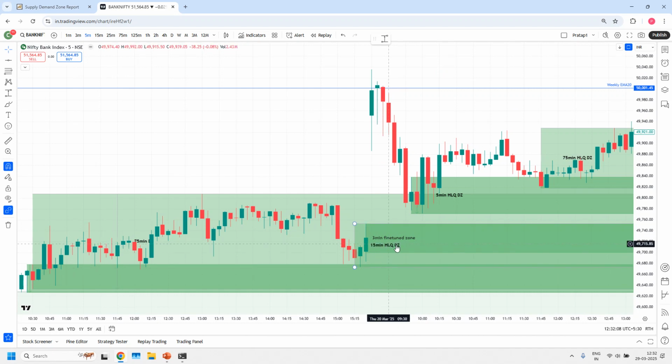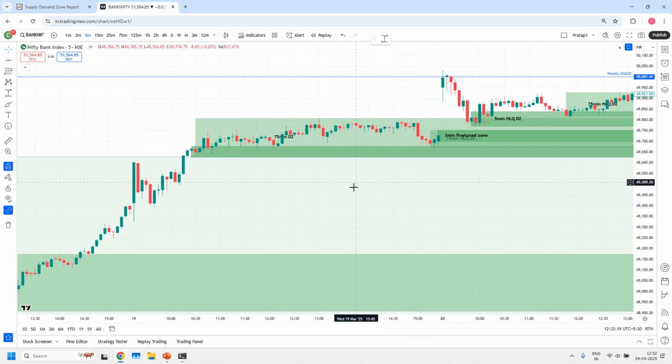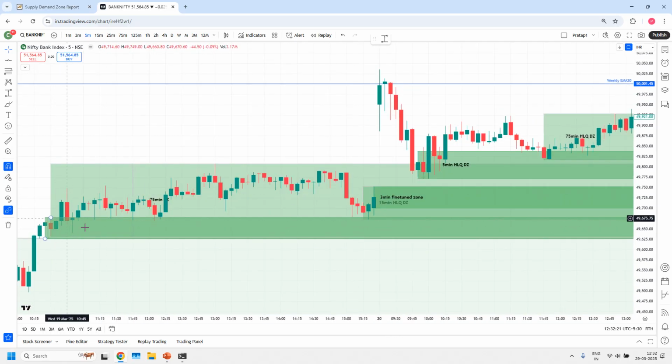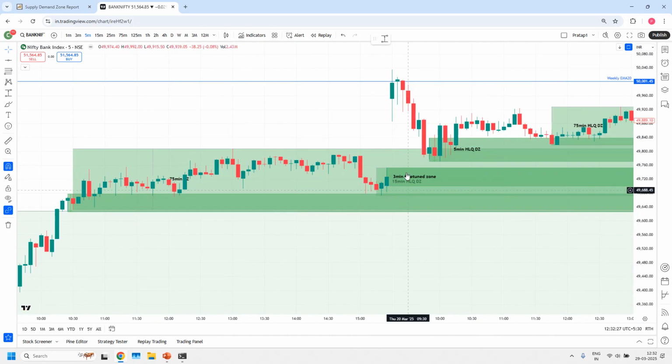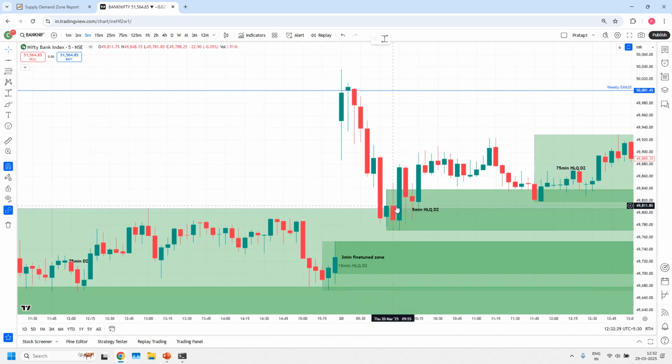We have a 15 minutes high liquidity demand zone. It is having a fine-tuned demand zone. Okay, you can plan a trade in the fine-tuned zone because there is a gap. If the fine-tuned zone is violated, the next horizon is this 5-minute zone. From here, you have to plan your actual trades. This 5-minute zone is the horizon for the 15 minutes high liquidity demand zone.